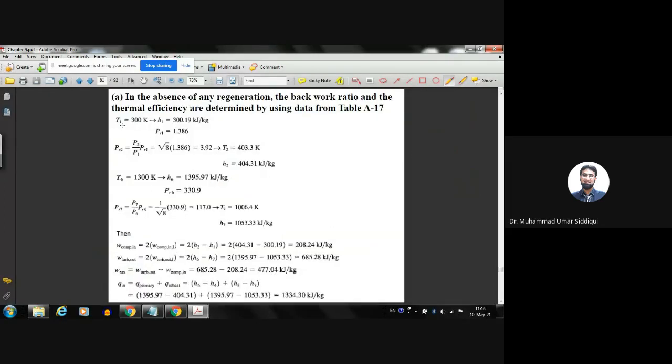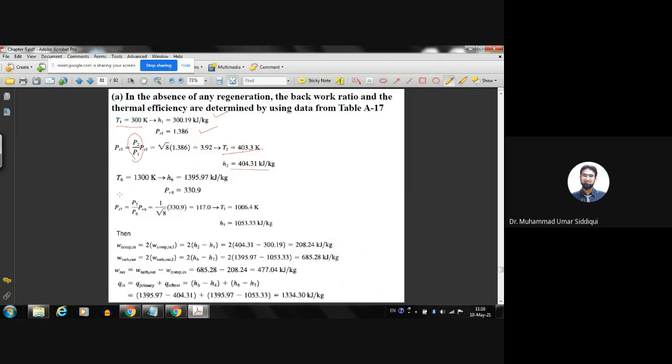First of all, we know what T1 is. T1 is 300 Kelvin. We're going to go into table A17 corresponding to 300 Kelvin. We can determine H1, and then PR1. Then we know P2 by P1. Since we know P2 by P1, we can determine PR2, and then corresponding to PR2, we can go into the table and determine T2 and H2.